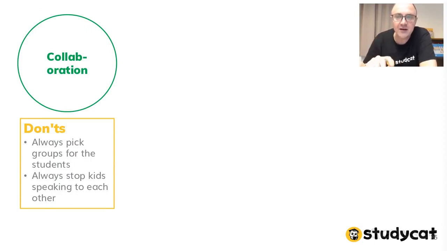For me, you don't always have to pick the students for the groups. You don't have to say, okay, you three and you three. It doesn't have to be you picking, because you're not giving them any control over it. If you're picking all the time, they're not having any control over the collaboration. They just think it's something the teacher is making me do.